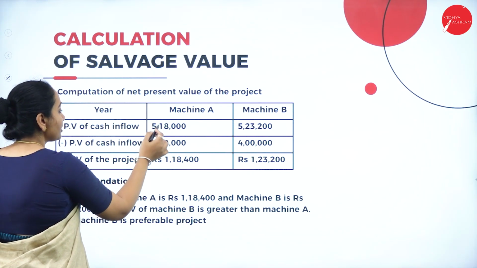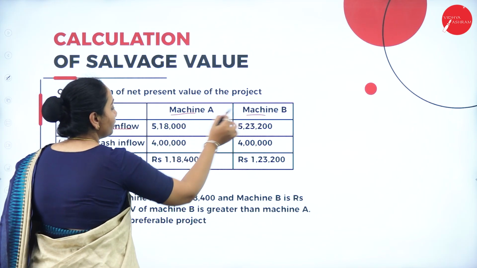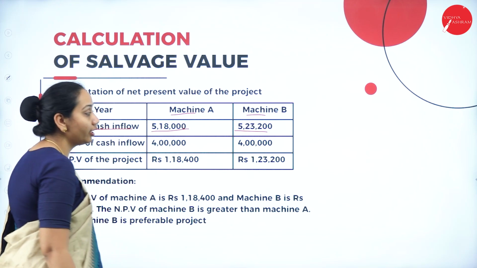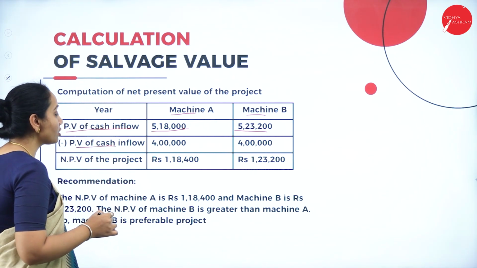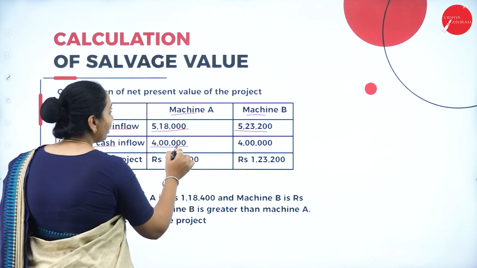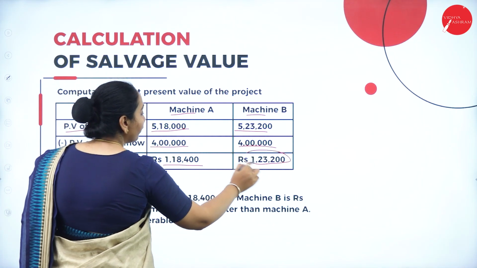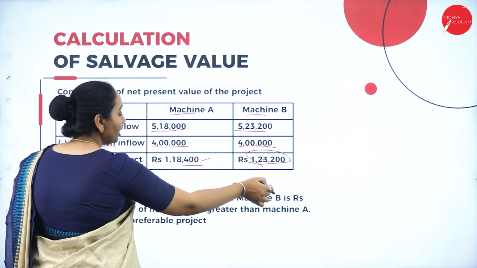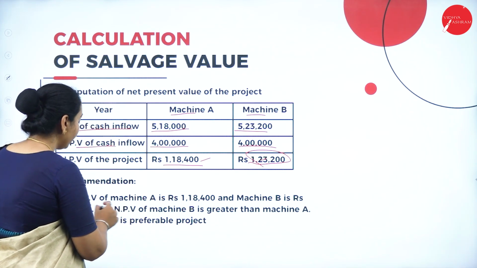So we have got the small table, present value of cash inflow for machine A and machine B. So machine A is 5,18,000 and machine B is 5,23,200. So if we deduct the present value of cash outflow, which is 4 lakh and 4 lakh, we'll get 1,18,400 and 1,23,200. So out of this, the machine B has the highest present value. So that's why we should select the machine B.